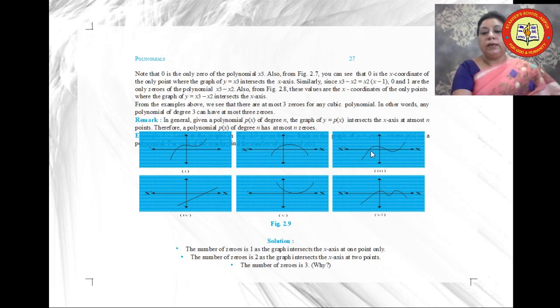Here the graph intersects in one point, here 2 and 3. So 3 zeros. This is a straight line. So it is the graph of a linear polynomial, and we know a linear polynomial has one zero. So the graph intersects the x-axis in one point. And so on, you can complete the remaining two.